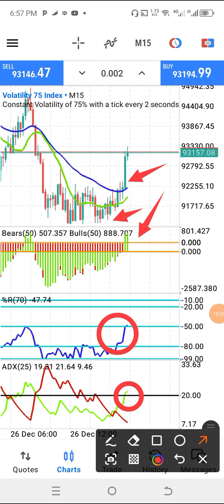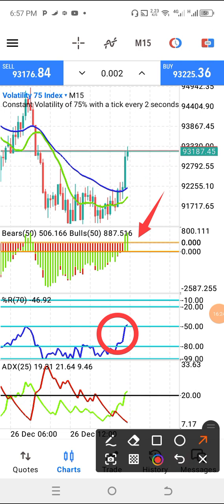Exactly. In a case like this, there's a higher probability that price will go towards your area of interest or the predicted area. Don't forget that when these conditions align, all you just need to do is scalp the market. Don't overtrade. Please don't overtrade.